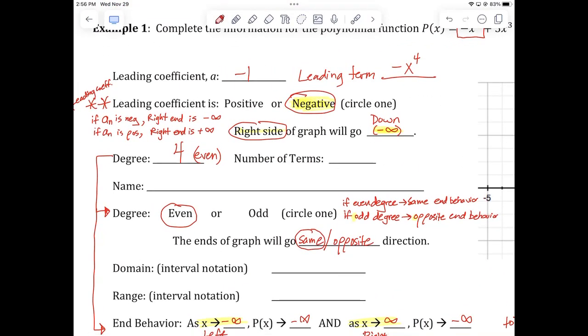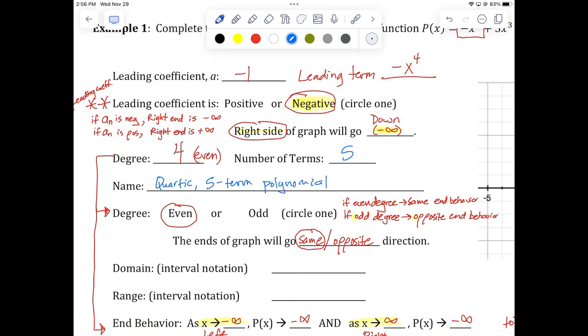How many terms did we say it had? 5 terms. So if we were to name this by the degree, we would say that this is a quartic, 5-term polynomial. Or you could flip it around. You could say it's a 5-term quartic. Quartic 5-term or 5-term quartic. It doesn't matter. Either one.